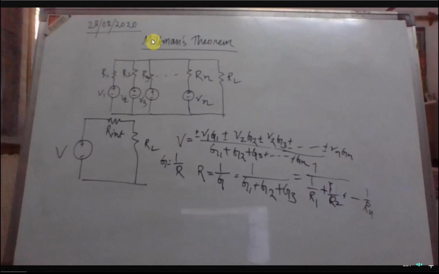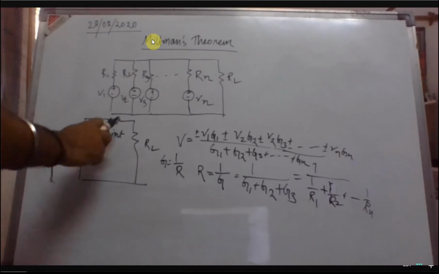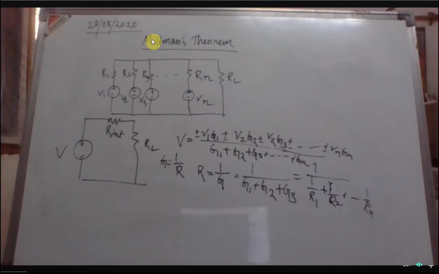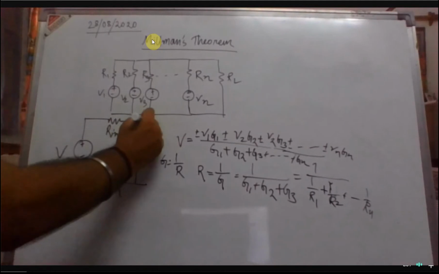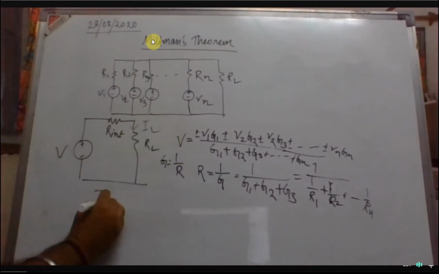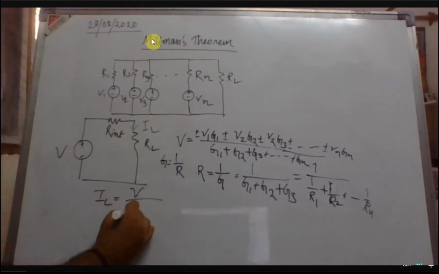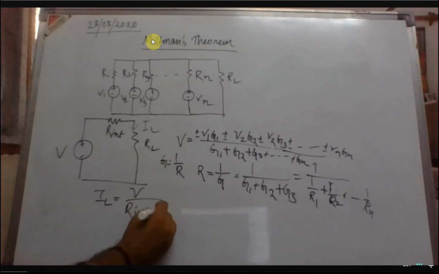Hello, I think everyone understands this. This is the formula. That means if we have a circuit consisting of voltage sources connected in parallel, each with an internal resistance connected in series, then we can replace that circuit with a single voltage source and an internal resistance equivalent to all the resistances, along with the load resistance. From this we can easily find the load current: IL will be equal to V divided by R internal plus RL.